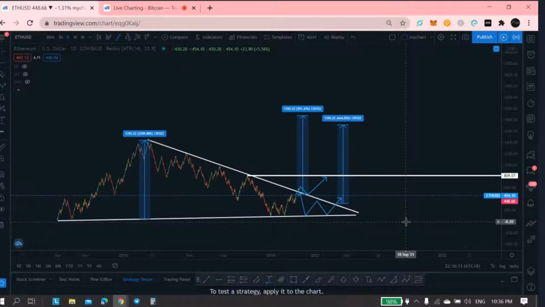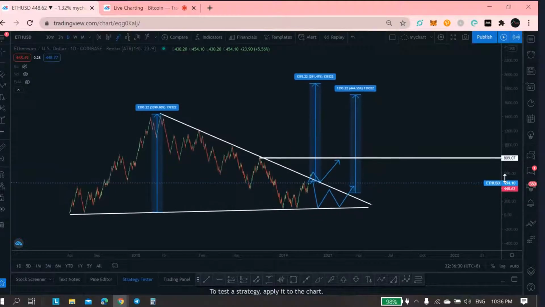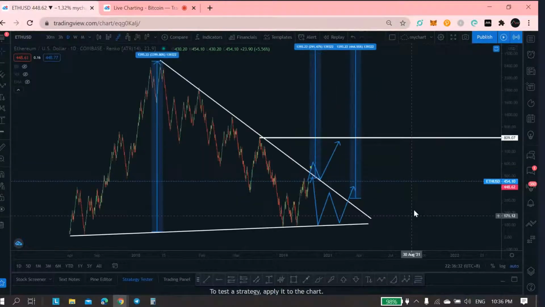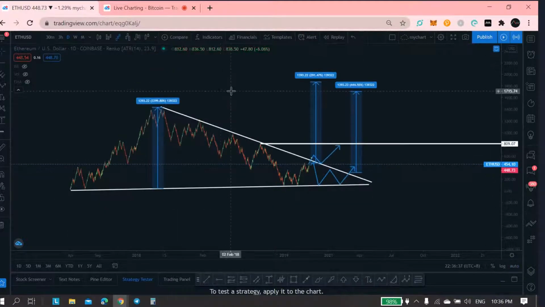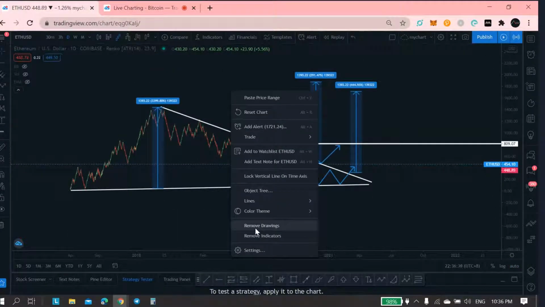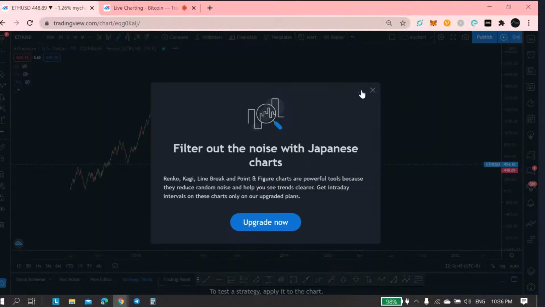So let's see. However, for Ethereum, actually I'm also holding it, and I'm also expecting it to break this area. However, let's see how the market will react, or the market sentiment. So now let me just remove this. And that's my long-term view on Ethereum. Now let's move on to the 3 hours time frame or the lower time frame.